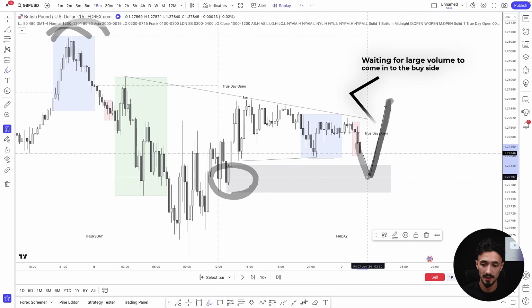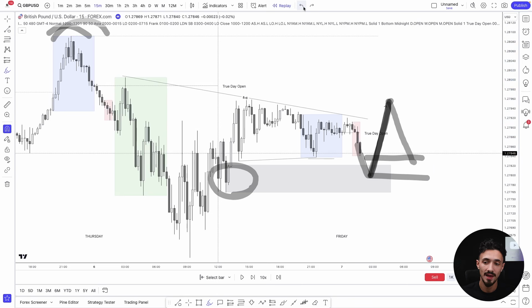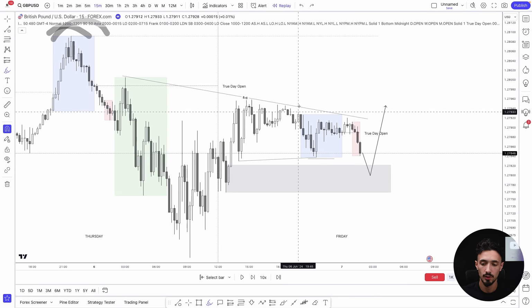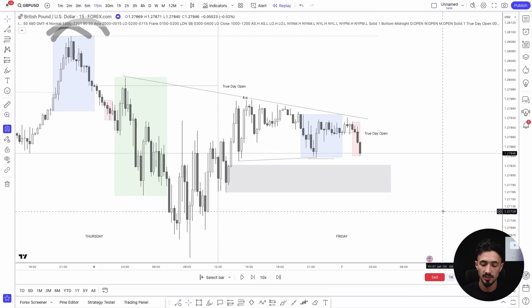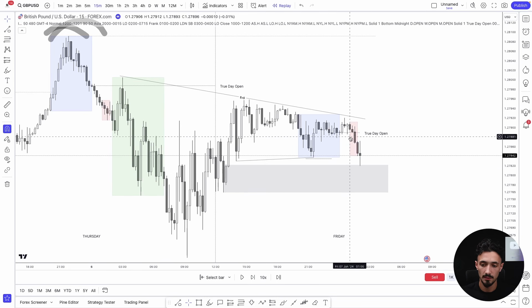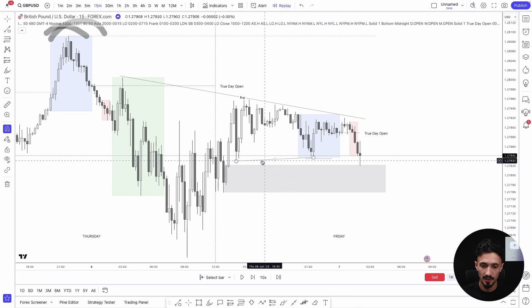Once I get the manipulation, the initiation, then I can just wait and get involved on the mitigation, and then I will ride the continuation. That is my model. It's the same thing over and over and over again. Let's see how that looks in real time. So 15-minute time frame, London session opens, and you can see that London session manipulates into my point of interest, and we take out all of the lows across here.